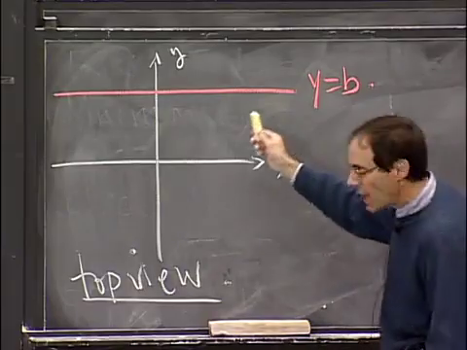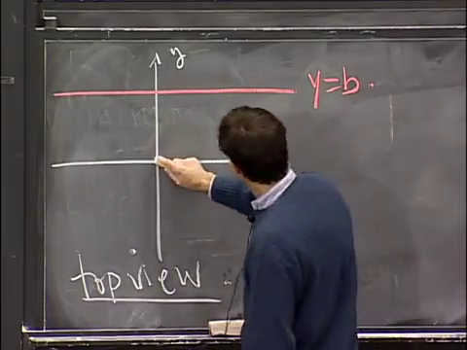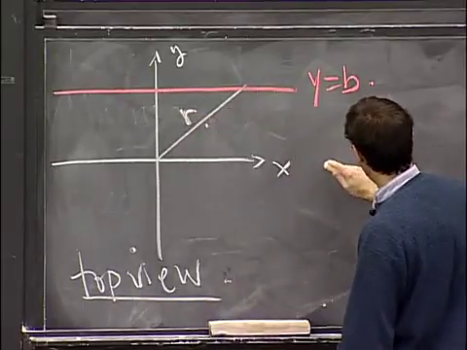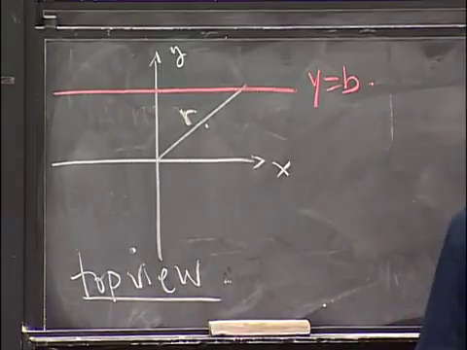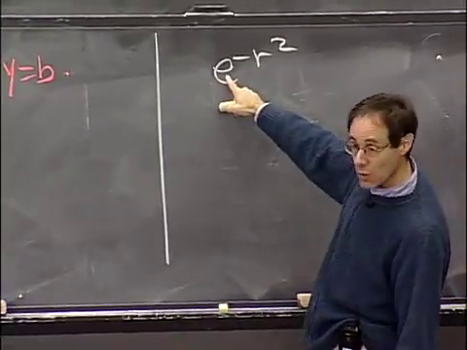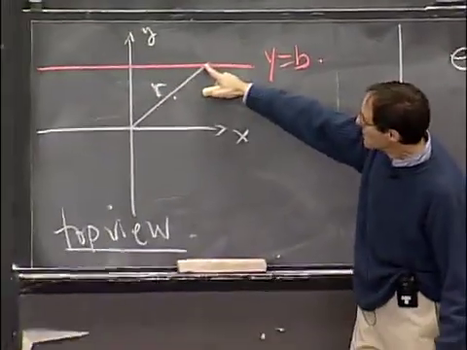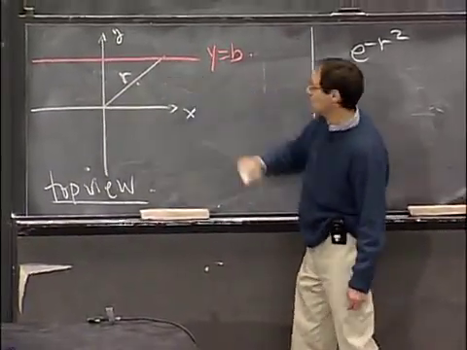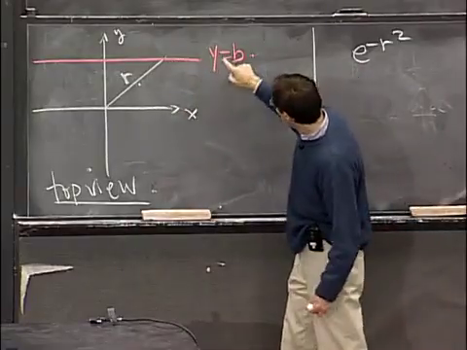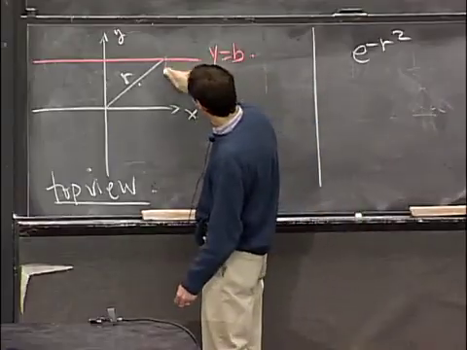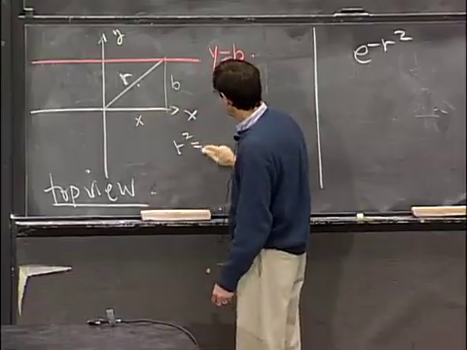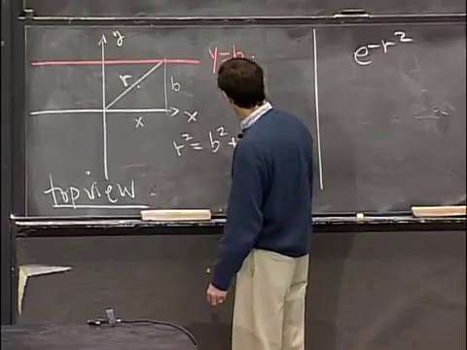Now, the formula for the height is this. If I take a distance r here, the formula for the height of the bump is e to the minus r squared. I'll store that over here. E to the minus r squared is the height at this place if this distance to the origin is r. That's true all the way around. And in terms of b and x, we can figure that out by this right triangle. This height is b and this distance is x. So r squared is equal to b squared plus x squared.